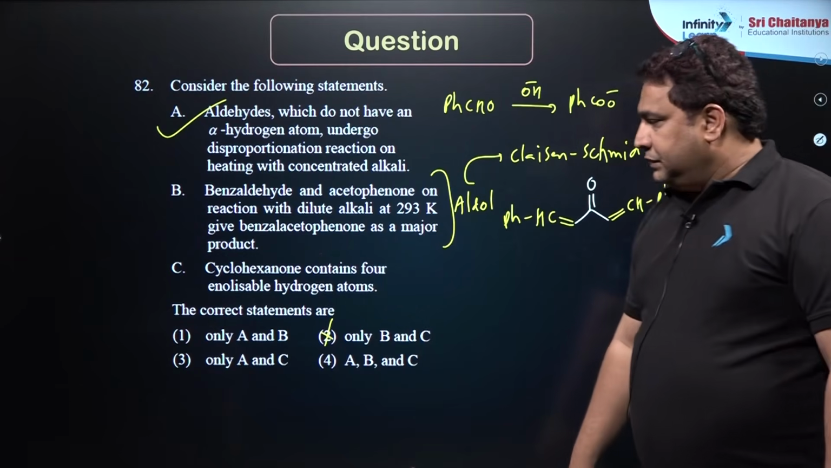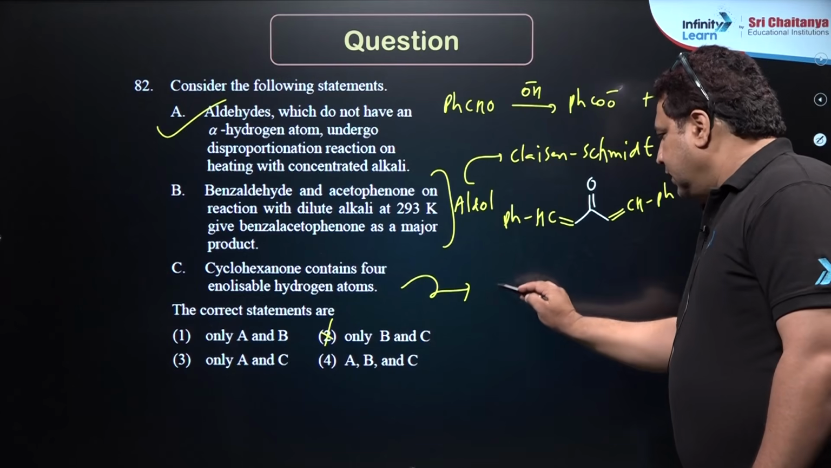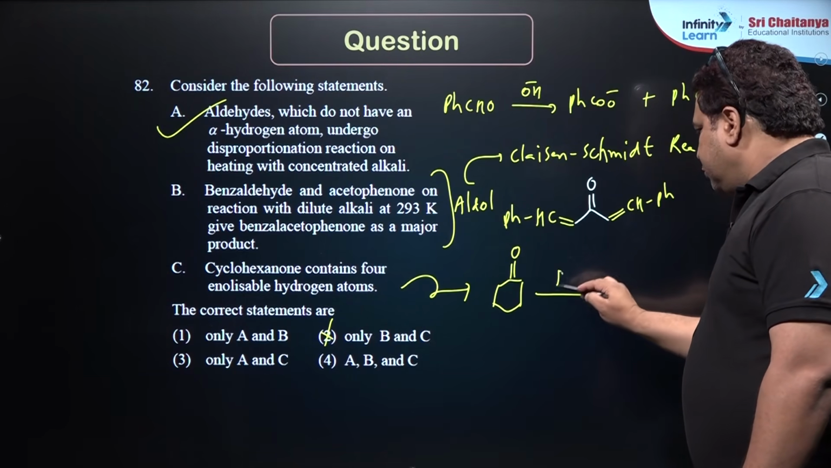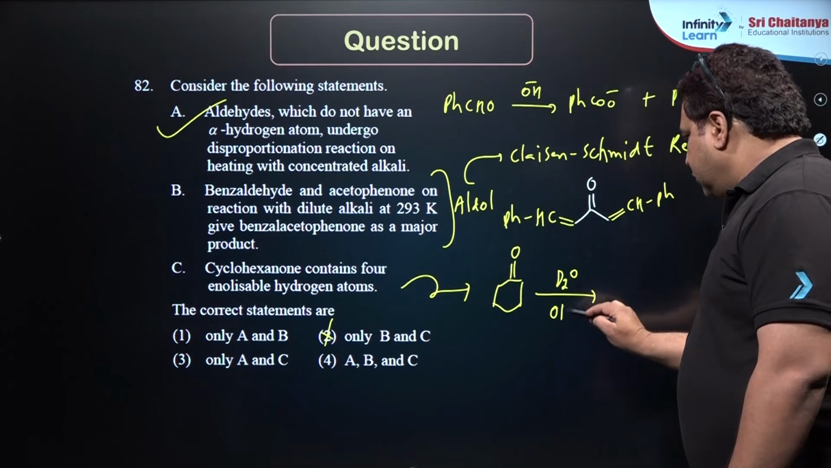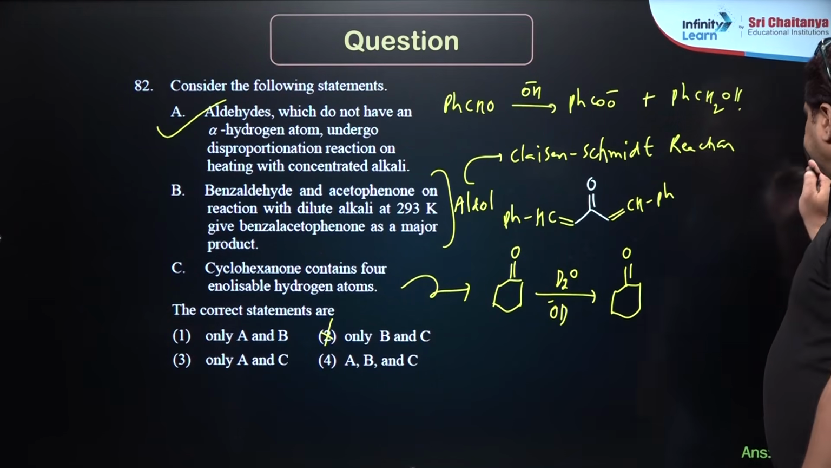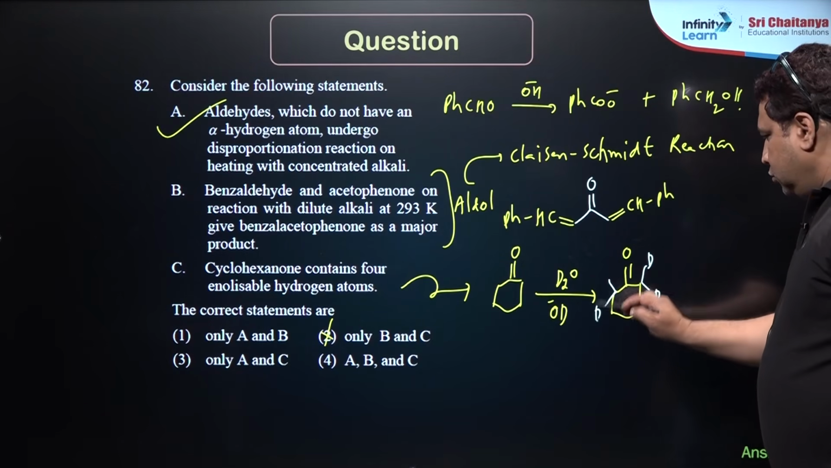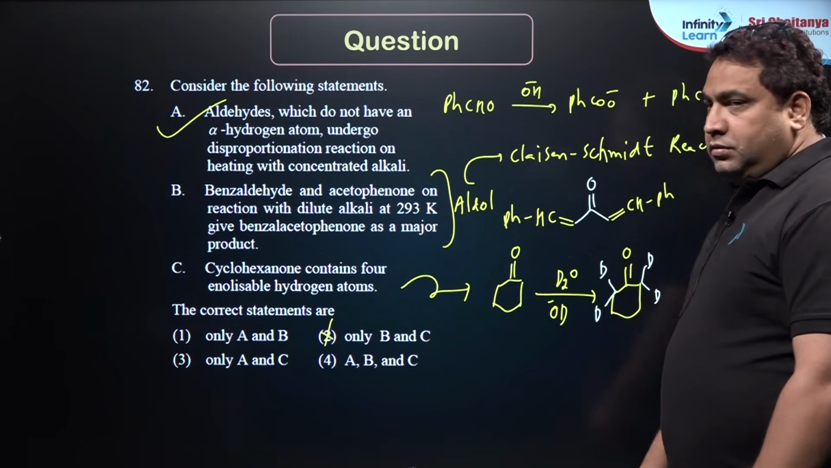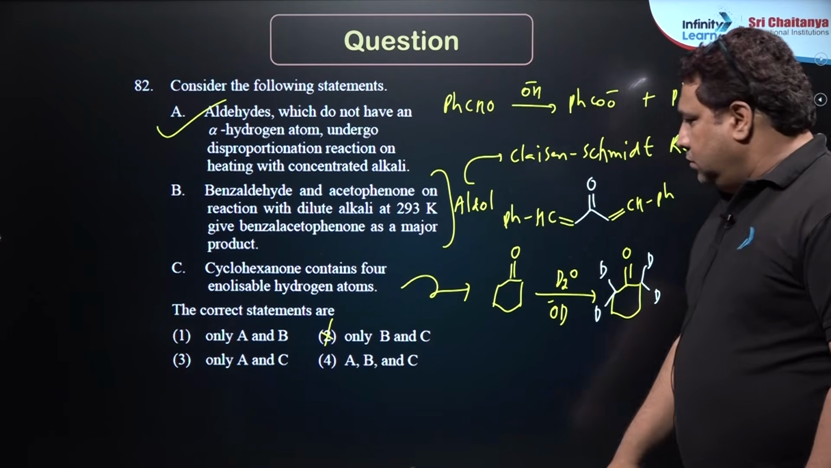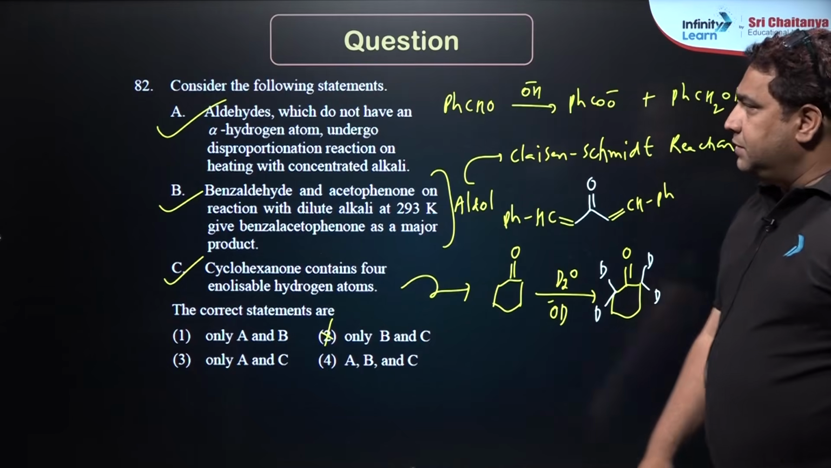right? Cyclohexanone contains 4 ionizable hydrogen atoms. Yes. For example, if you take this one and put it in D2O in presence of OD minus for a long time, then to this side they will be replaced, so this is correct, this is also correct. All the 3 statements are correct.